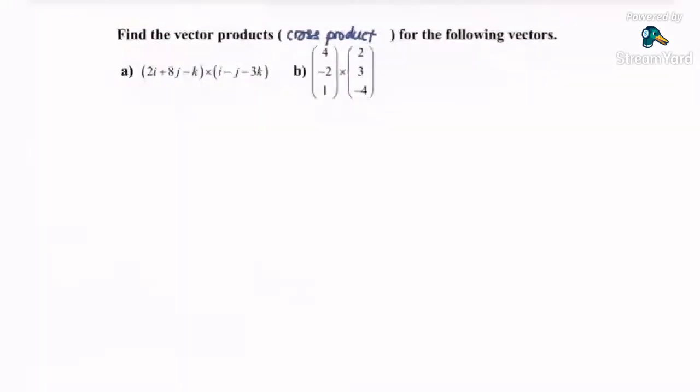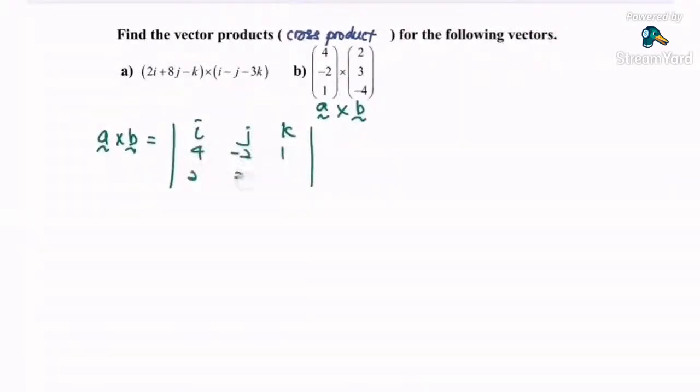Next, focus on B. Let the situation be vector A cross vector B. So A cross B is equal to i, j, and k. Substitute the situation 4, -2, and 1, 2, 3, and -4. So we will have bracket i minus bracket j plus bracket k.